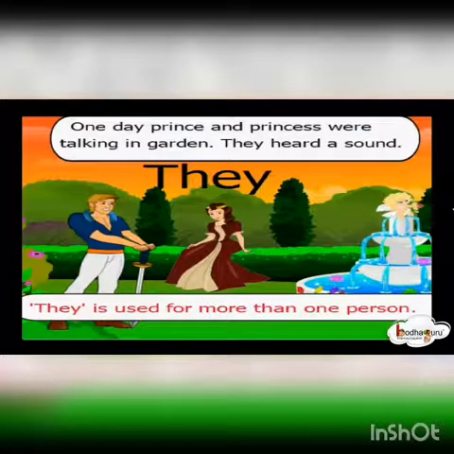One day, the prince and the princess were talking in the garden. They heard a sound. They is a pronoun. They is used when the speaker is talking about many people, but the speaker himself is not included in those people. Like here, the speaker is talking about two people, the prince and the princess.